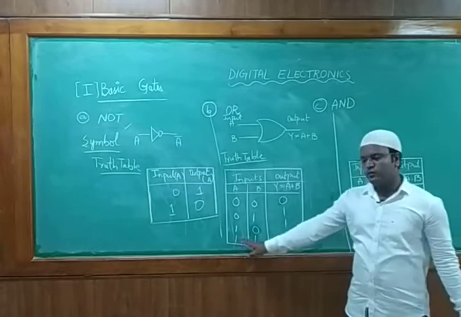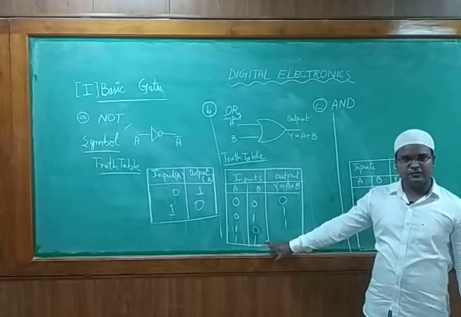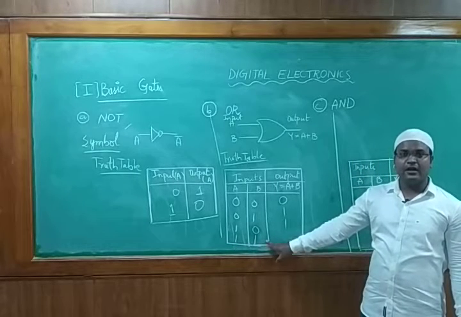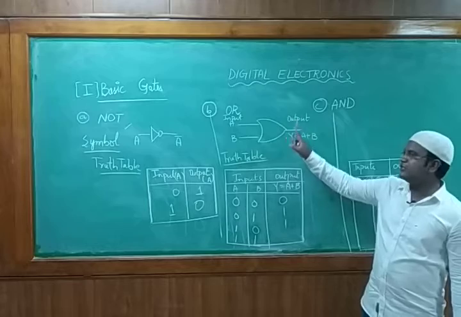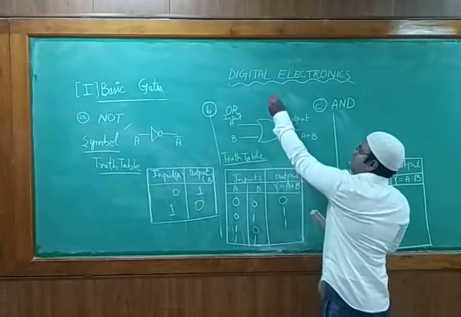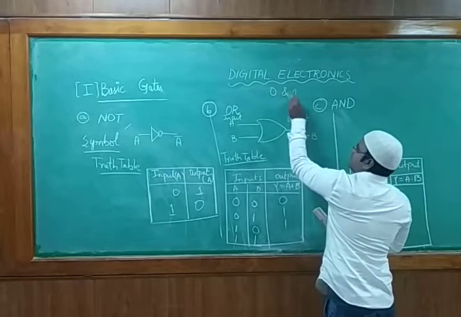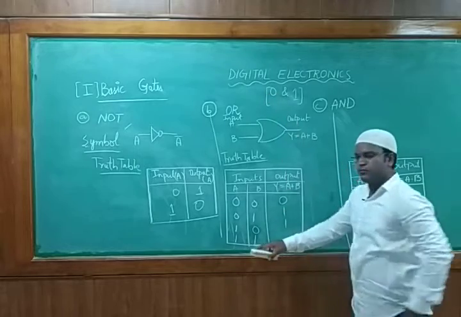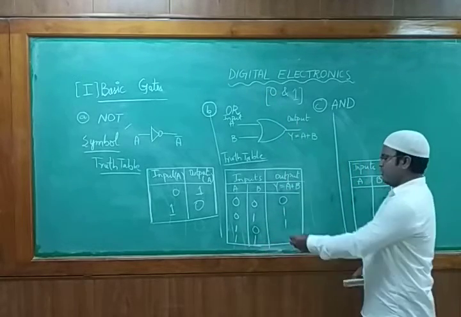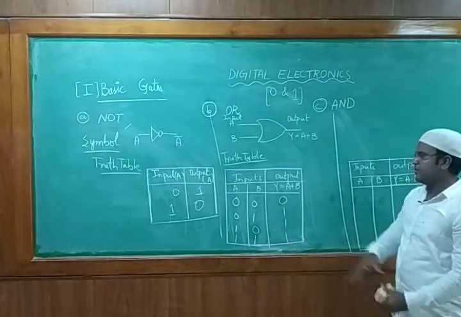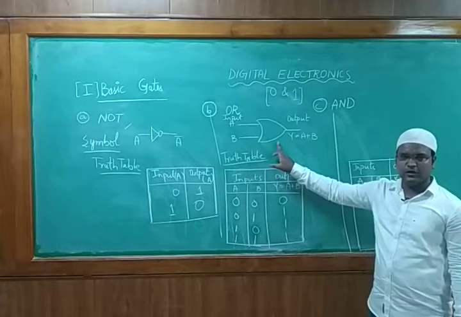Like that, if I have 1 plus 1, 1 plus 1 would be 2. But in digital circuitry, we either mention 0 or 1. That means if I add both the values 1 and 1, I get 1. So that's how your OR gate is going to work.